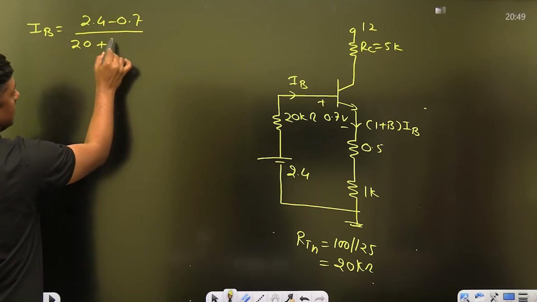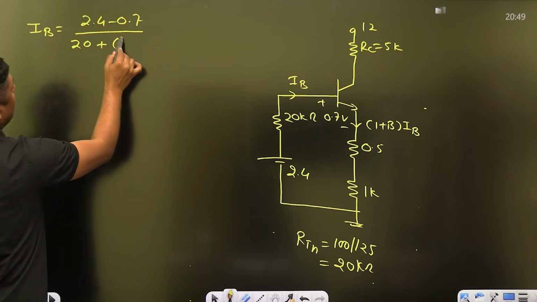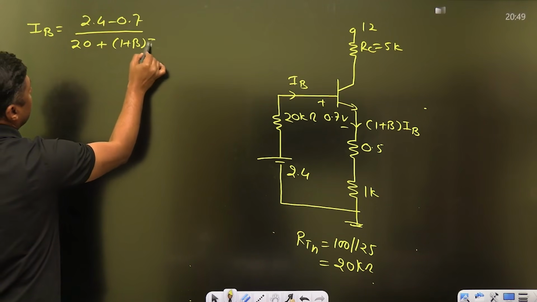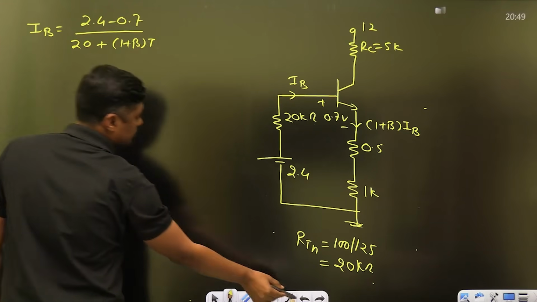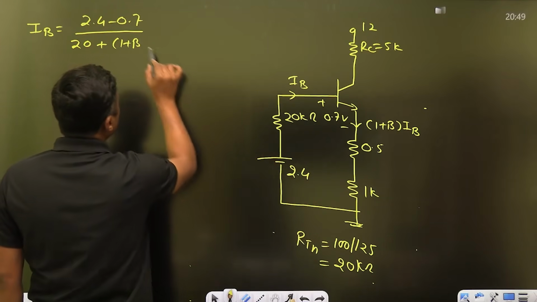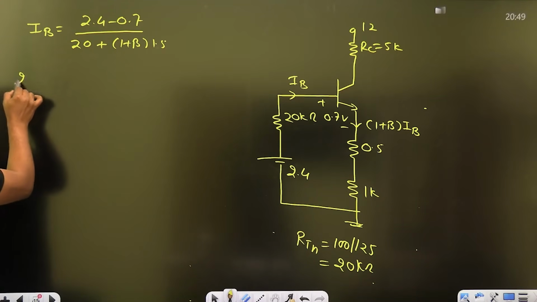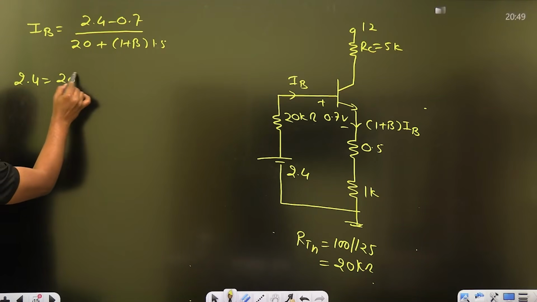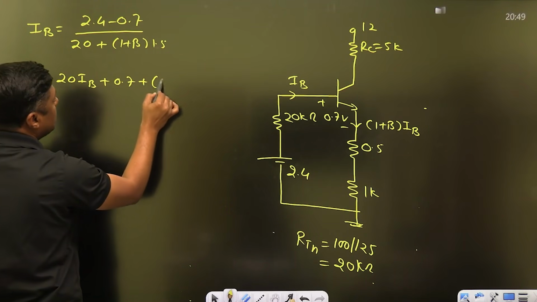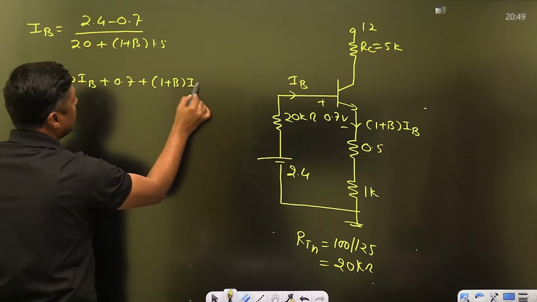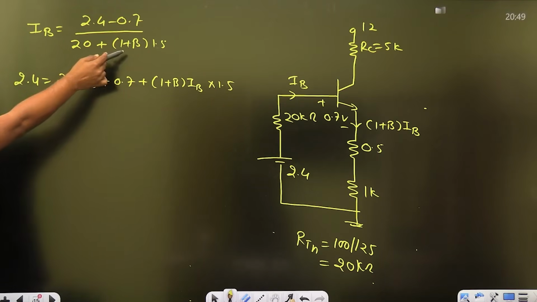You can write the KVL and it will become 1 plus beta. Beta is given as 99. So 1 plus beta times of IB, IB already we have taken common, into 1.5 kilo ohm. I can write the KVL: 2.4 is equal to 20 times of IB plus 0.7 plus 1 plus beta times of IB into 1.5. This one. See, this is the 1.5. Beta is given as 99.